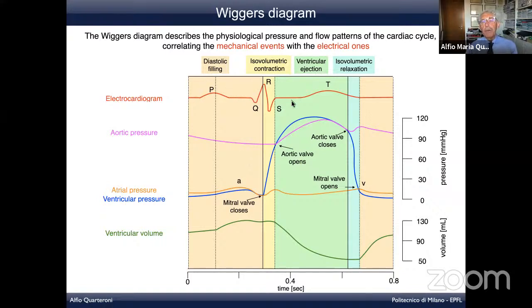You see again the PQRST complex here. Now again you go from 0 to 0.8. You know the frequency is not the same for everybody, but typically it's between 0.8 seconds and 1 second. So over this time lag, you see that you have different curves that are again appreciated by the doctors, and they refer to the ventricular volume, the way the volume of the ventricle changes over the time, the ventricular pressure, the atrial pressure, the aortic pressure.